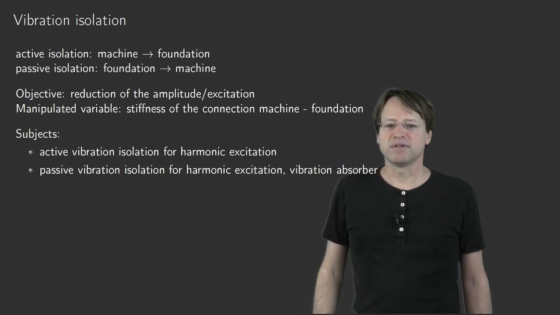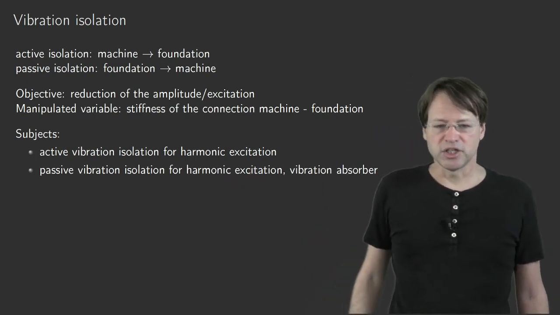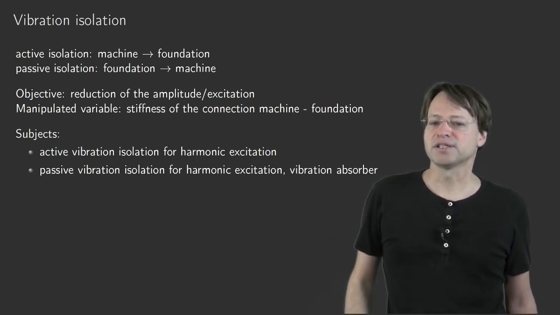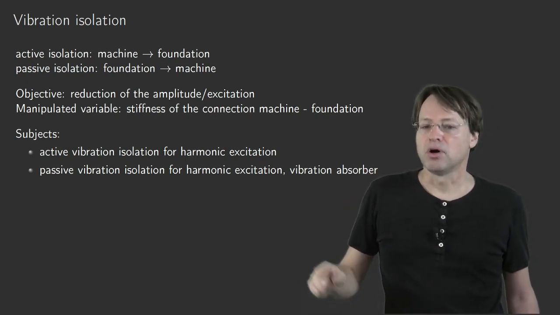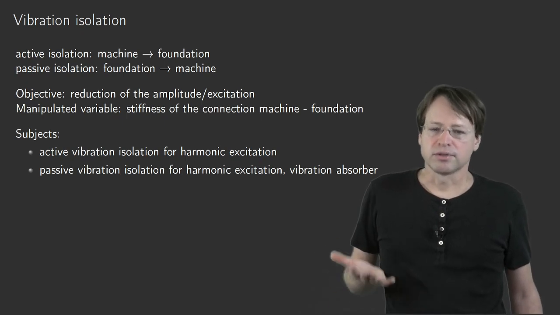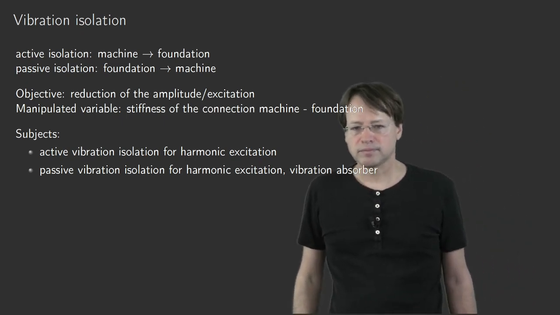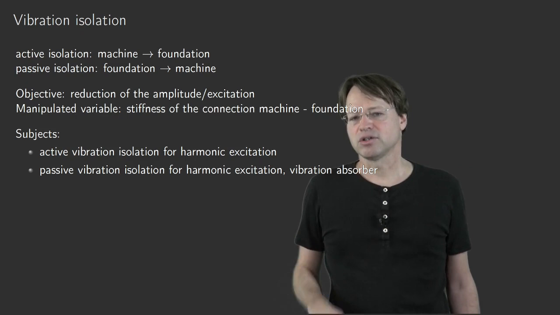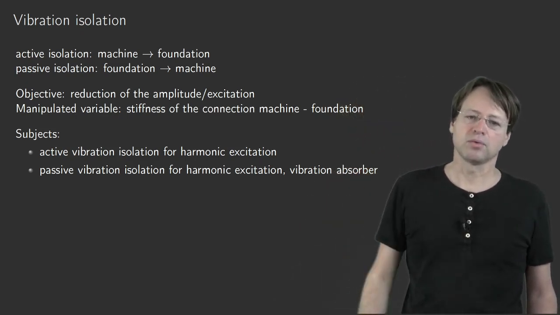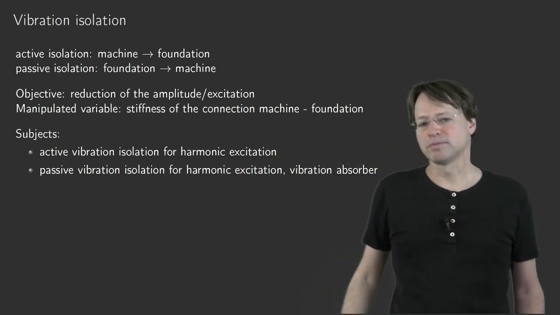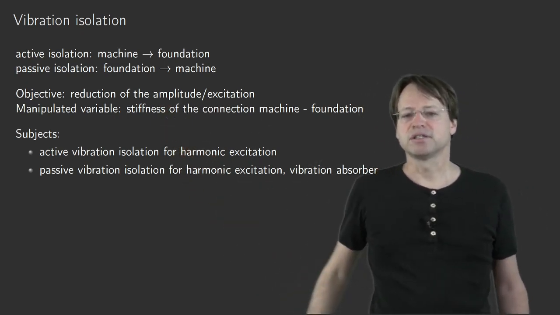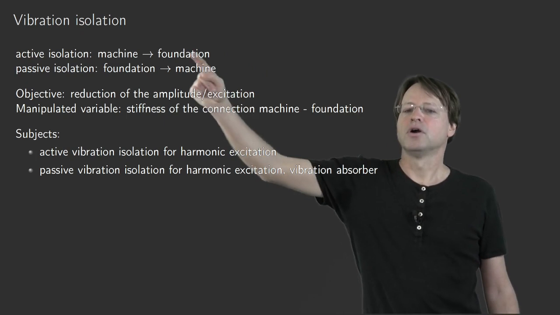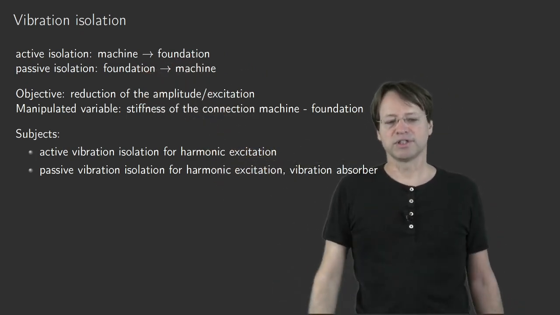Next, I will move to passive vibration isolation, also for harmonic excitation, and I will study with you the vibration absorber, which is a 2 degree of freedom system. Having two masses, one mass is just designed to absorb the vibration that are exerted on the other mass. So that would be an example for passive vibration isolation. Here we have a harmonic excitation of the foundation, for example, or as a force acting on one mass, and we have some kind of absorption mechanism, or we manipulate the stiffness of the connection between machine and foundation in order to reduce the vibrations of the machine, our object of interest here.